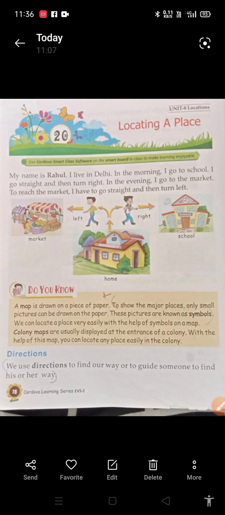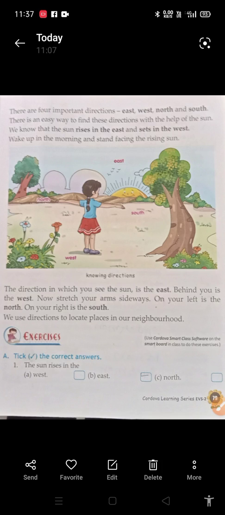or the flat. Directions. We use directions to find our way or to guide someone to find his or her way. So what are directions used for? Directions are used to find our way or also to help someone to find their way in order to reach a particular place or a destination. There are four important directions: east, west, north and south.